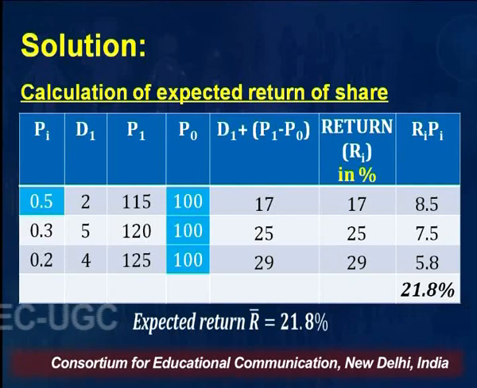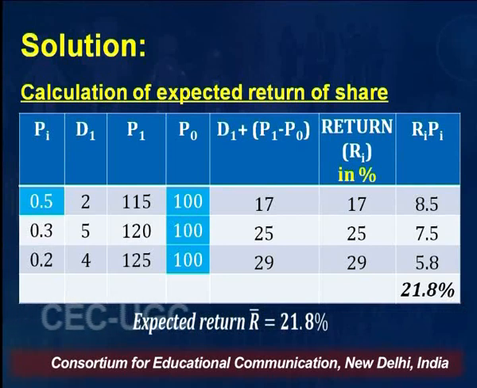So first step is you find out the return which you are expected to get, right? So you may get 17 rupees return, you may get 25 rupees return, you may get 29 rupees return. What is return? Return is nothing but the change in the share price during the year plus the dividend income which you get, right?